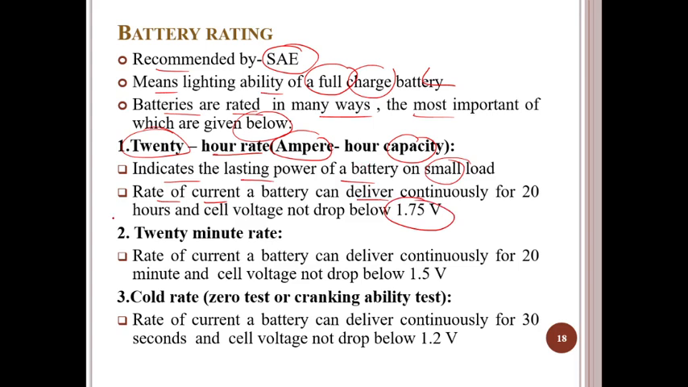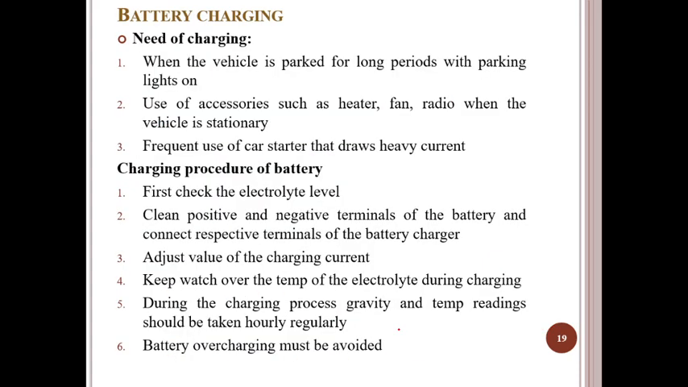The second is the 20 minute rate. This is the rate of current a battery can deliver continuously for 20 minutes, with cell voltage not dropping below 1.5 volts. This is the 20 minute rate. Third is the cold rate, the zero test or cranking ability test. Here the rate of current a battery can deliver continuously for 30 seconds, with cell voltage not dropping below 1.2 volts. Now we have to discuss the last point, battery charging.